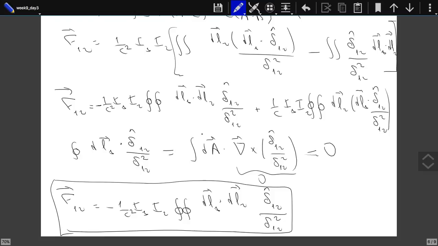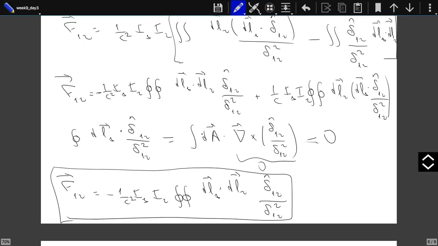Now, if we were to calculate the force that the second loop feels due to the first loop, the only thing we need to do is just exchange 1 and 2. But if we exchange 1 and 2, that delta 1, 2 hat vector changes sign and nothing else changes. So the two forces that these loops feel are of equal magnitude, just pointing in opposite directions. So they satisfy Newton's third law.